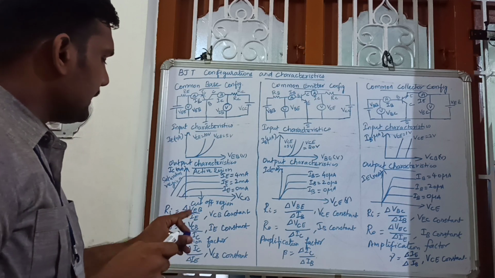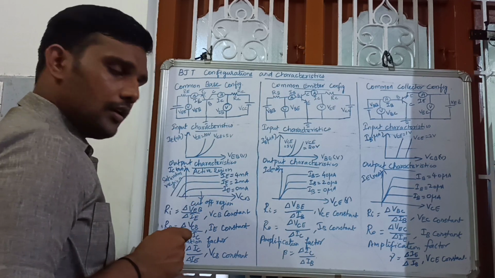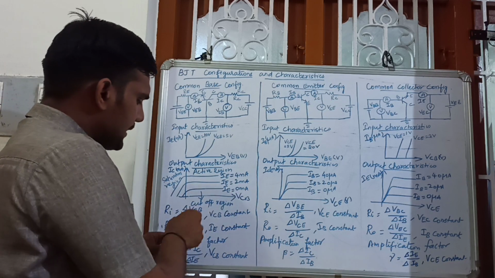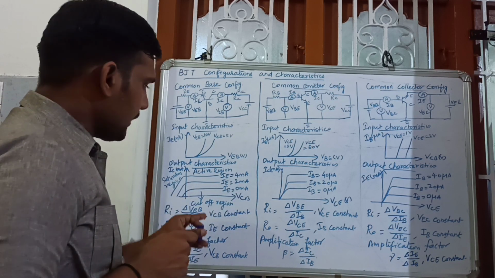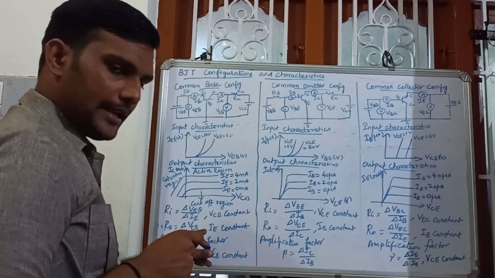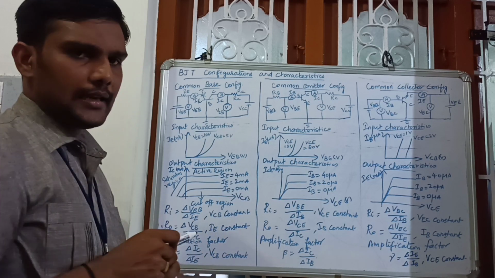And similarly from the output characteristics, the output resistance is calculated. So here delta VCB divided by delta IC. So IE is constant. Change in collector to base voltage divided by change in collector current.